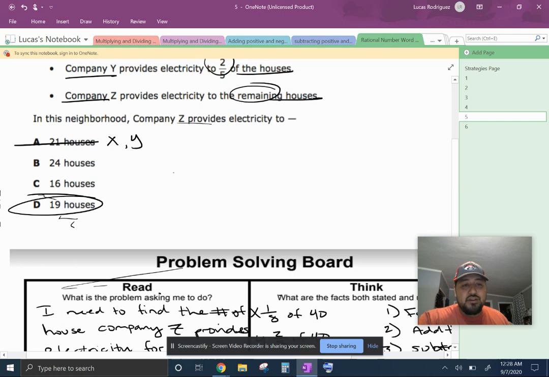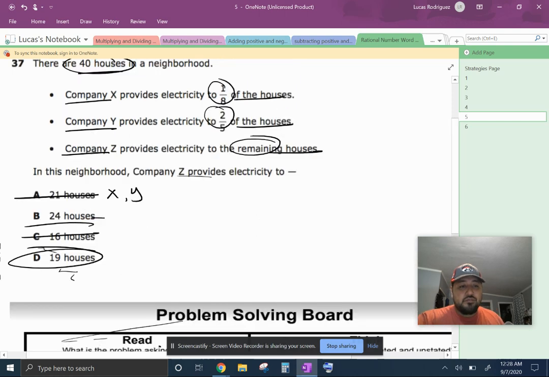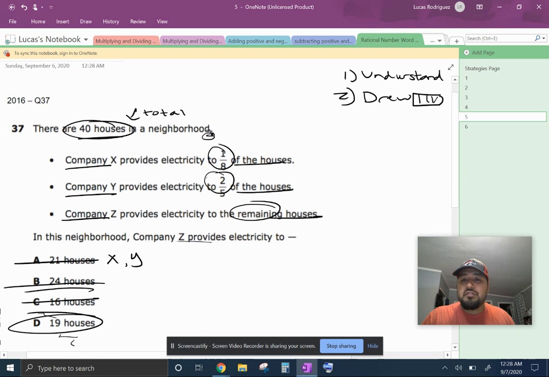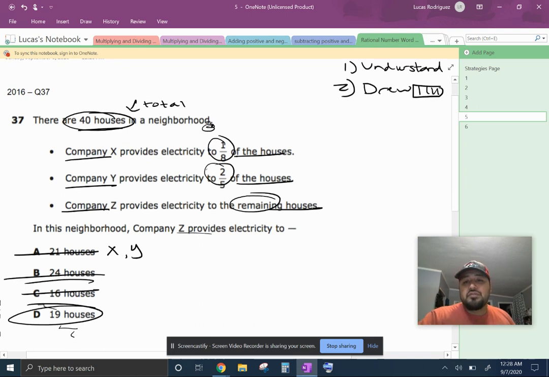Very good. So what strategies did I use here? Well, the first strategy I used was my understand. I'm going to use that for every problem. Make sure I understand every little aspect of what it's telling me before I even move on to the next line. Okay. The second strategy I used was my problem solving board. And I also drew my fraction bars, right? So I drew fraction bars to help me visualize what was happening. So those are some strategies that I use.